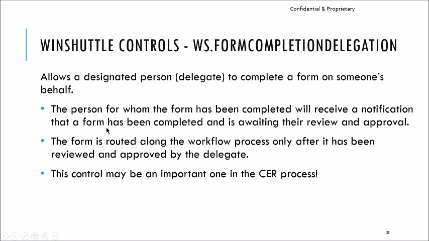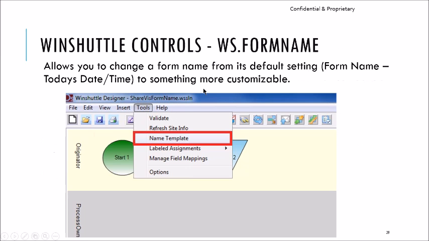There may be other things, such as filling out purchase order information or filling out material master data, that you want to assign somebody else to complete on your behalf, maybe a coworker. I don't use this control a lot, but just know that it is available, and if you do come across those requirements where you have to allow a form to be completed on behalf of somebody else, that's what the WS form completion delegation control does.